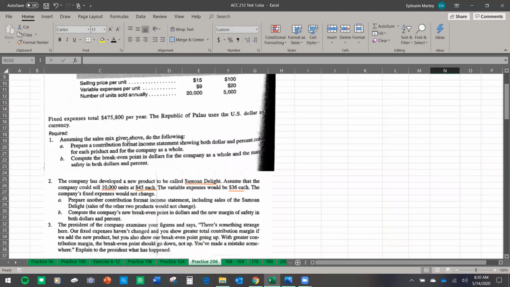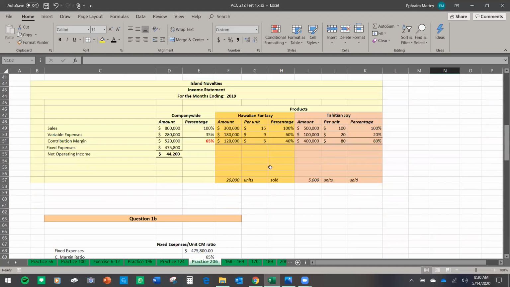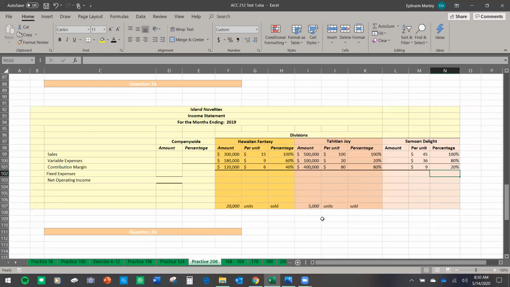So when we go here, how many units are we saying? I believe 10,000. Yep, 10,000 units will be sold for Samoan Delight. In order to find the total, we take 45 multiplied by 10,000 units. That gives us 450,000. Then we take 36 multiplied by 10,000 units, or you can do 80% multiplied by 450,000. That's still going to give you 360,000, however you want to do it. This percentage multiplied by that is going to be 90,000.